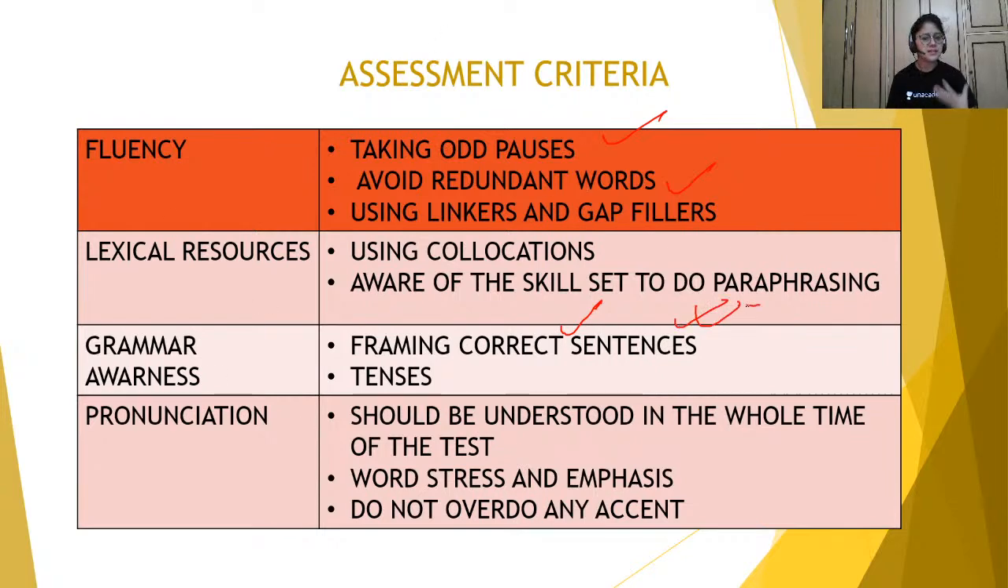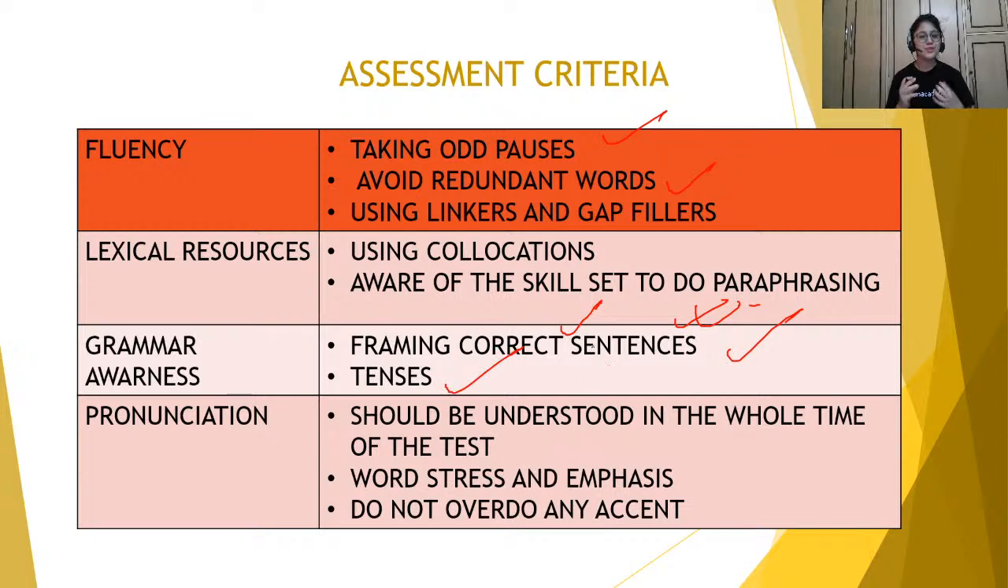Now, what do you understand by being aware of the skill set to do paraphrasing? Paraphrasing means using synonyms instead of the word which is already given, using another word instead of that, and also changing the sentence structure when you're talking. So that is what good paraphrasing is all about: saying whatever is said in your own words. Now, grammatical awareness consists of framing correct sentences, of course, and getting your tenses right.